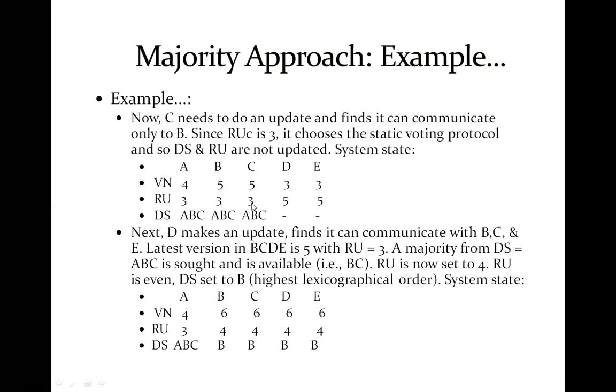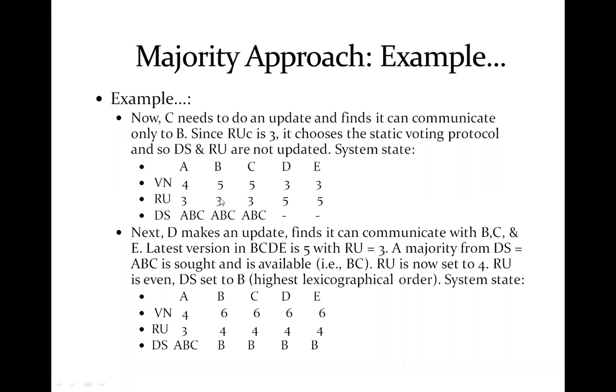Now this protocol is going to choose the static voting protocol, because Jajodia and Mutchler found that a static voting protocol works better than the dynamic protocol if RU is equal to 3. So for that purpose, DS will not be updated and RU will not be updated, only the versions will be updated. Since B and C can communicate, both will update their version and it will become 5.